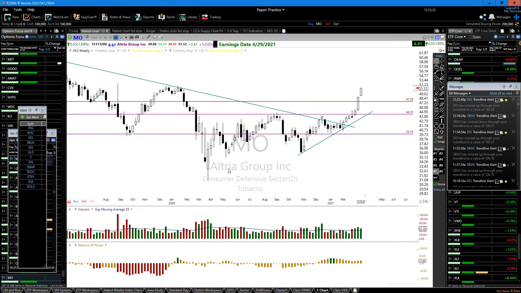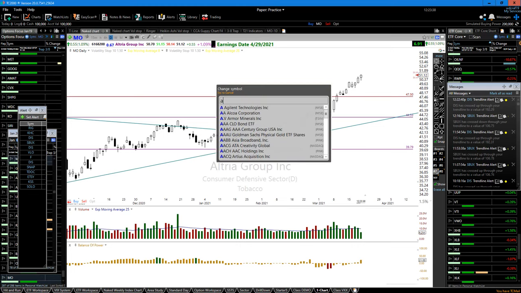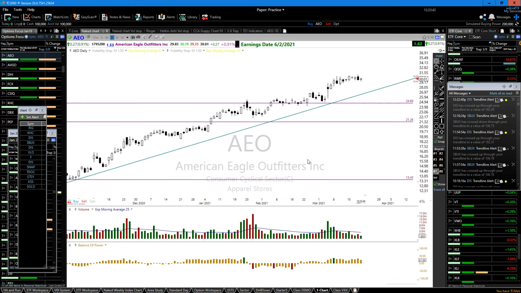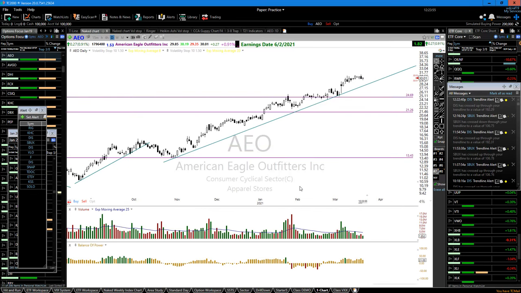Now, I'm always looking for those patterns setting up, coming to me. If I go back to some daily charts, take a look at AEO. AEO is a chart that's setting up. Okay, now I don't even have my trend drawn on there very nicely. You can see I could tighten it up and clean that up just a little bit more. But what I'm looking for in this chart, first off, let's go back here.